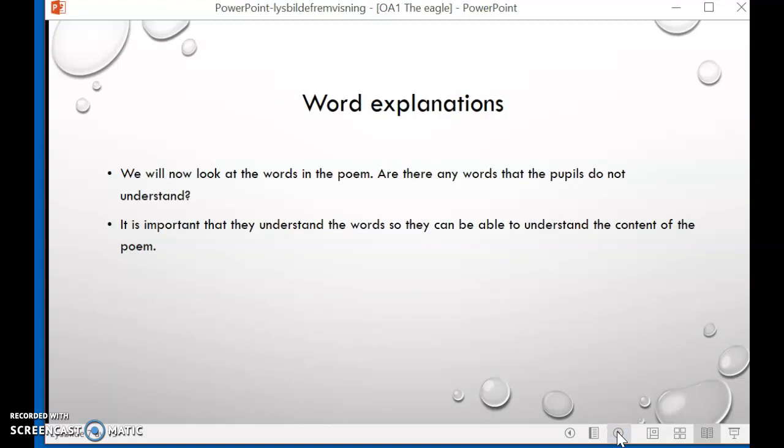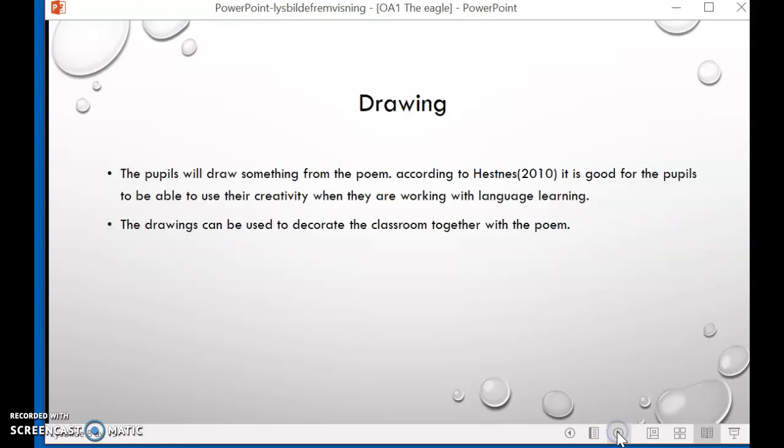Word explanations. We will now look at the words in the poem. Are there any words that the pupils do not understand? I think there will be. It is important that they understand the words so they can be able to understand the content of the poem.